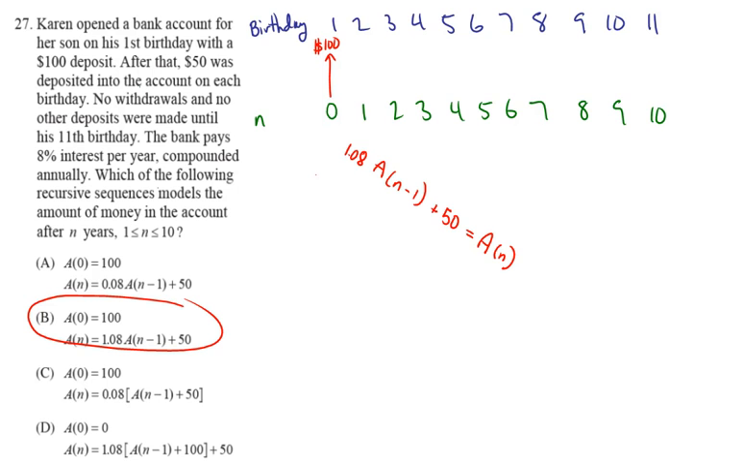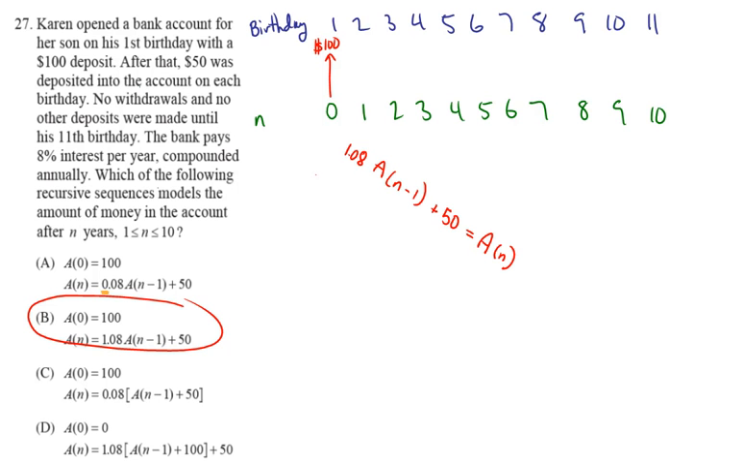Now let's look at why it couldn't be answer A. What's the difference between A and B? Everything is the same, except instead of multiplying a of n minus 1 times 1.08, we just multiplied that by 0.08. And all that's going to give you is the interest on the money that was in the account at the beginning of the year. And then we add 50 to that. That's the amount of money that's increased in the account, but that doesn't give you the amount of money that was already there to start with. So that's not going to work.